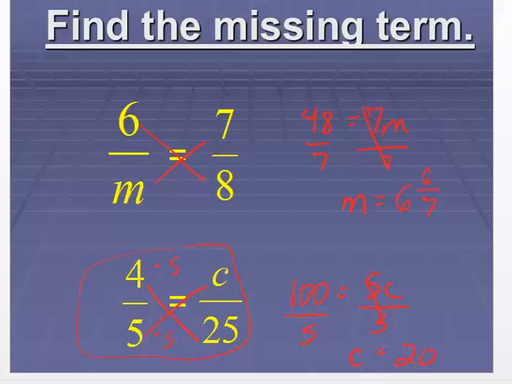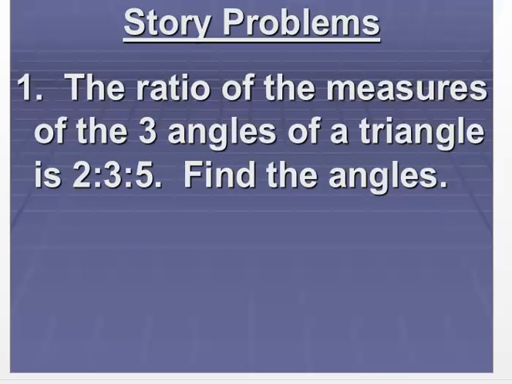We can use our proportions and ratios to work through some story problems. Number 1 says the ratio of the measures of 3 angles of a triangle is 2 to 3 to 5. Find the angles. So I have a triangle, and I know that one of my angles is 2 parts, one of my angles is 3 parts, and one of my angles is 5 parts. So we're going to call each part x. So my first angle is 2x, my second one is 3x, and my third one is 5x.